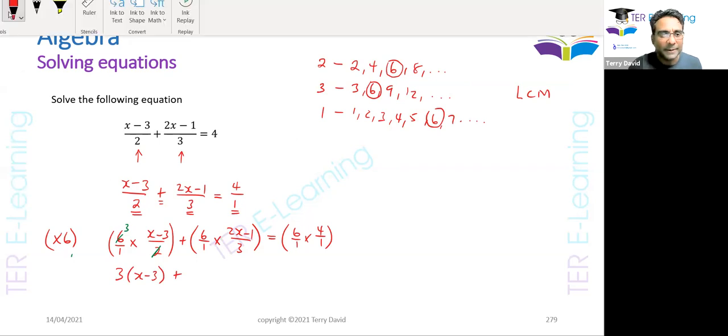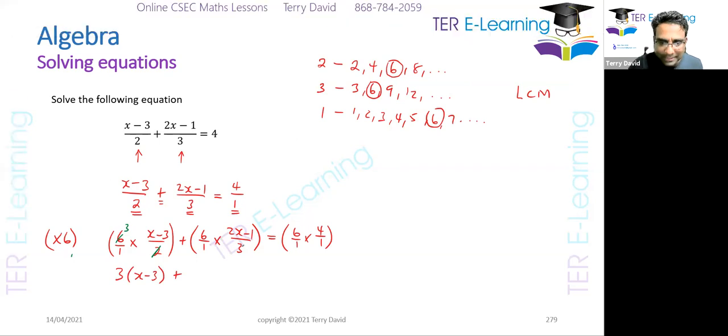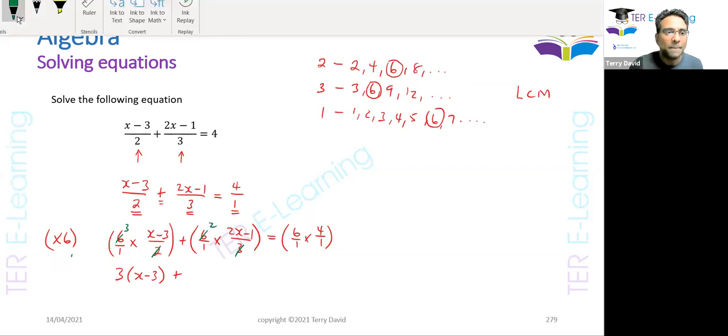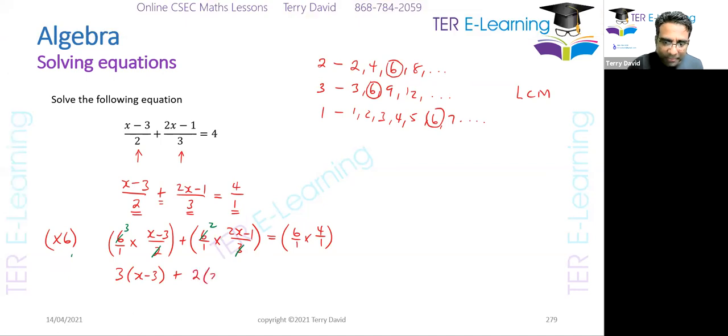Then we're going to say that this 3 here can go into the 6 2 times. So therefore, that's going to give me 2 multiplied by 2x minus 1. You see how I'm putting the brackets here? The mistake that some students make is they leave out the brackets. If you leave out the brackets, then when you simplify, you're going to get the wrong answer. 6 fours, that's going to give me 24.